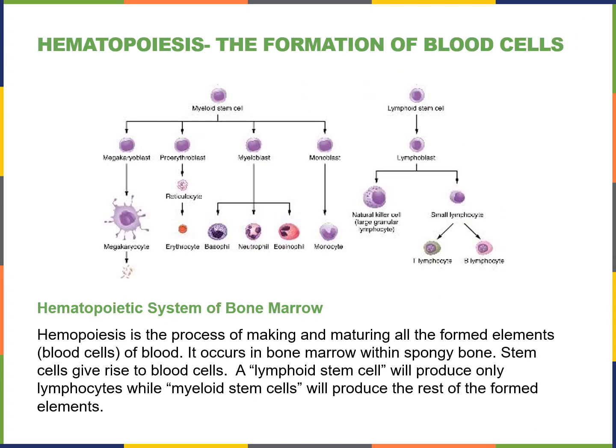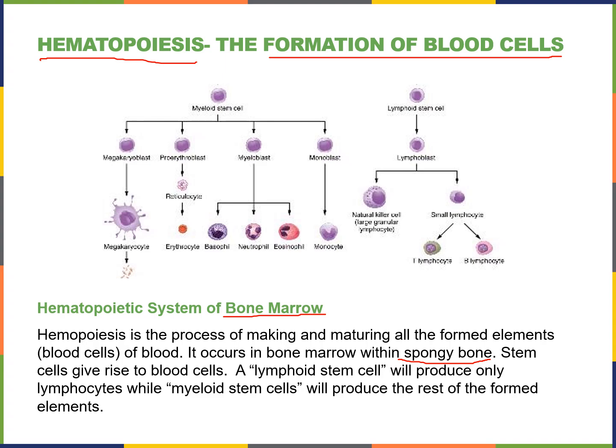Now, this word we met when we were studying the skeletal system, hematopoiesis. And hematopoiesis refers to the formation, the production of all the cells in blood. So all the erythrocytes, all the leukocytes, and the platelets. And this process takes place in red bone marrow. So again, not yellow bone marrow. And we remember red bone marrow is found within spongy bone, usually of long bones.